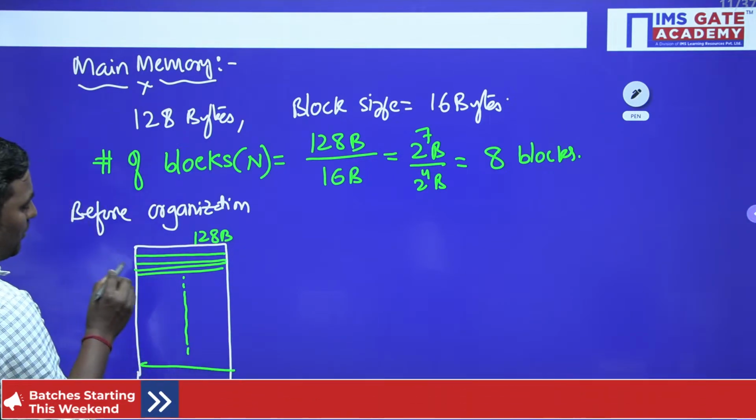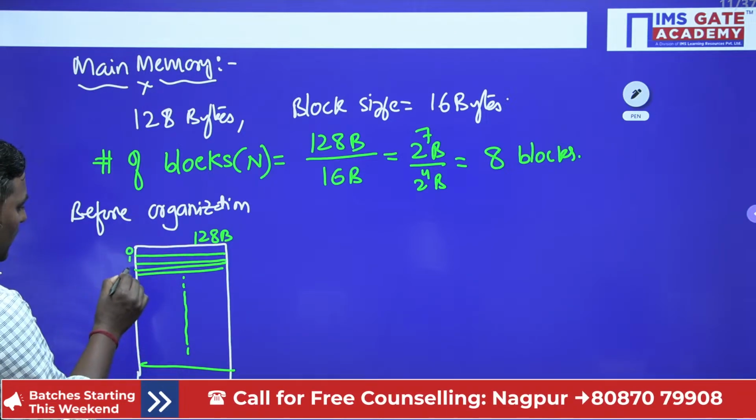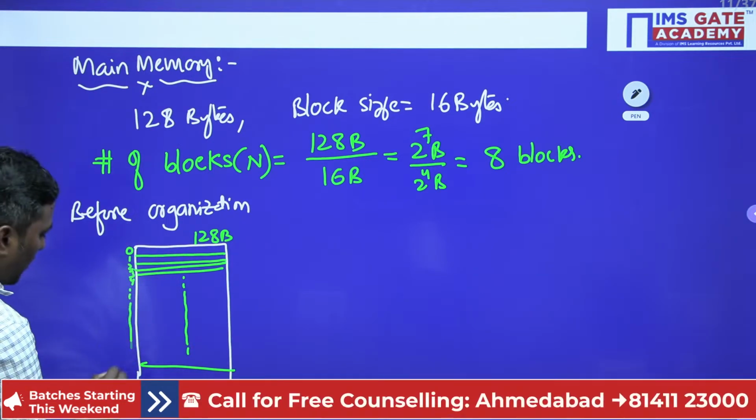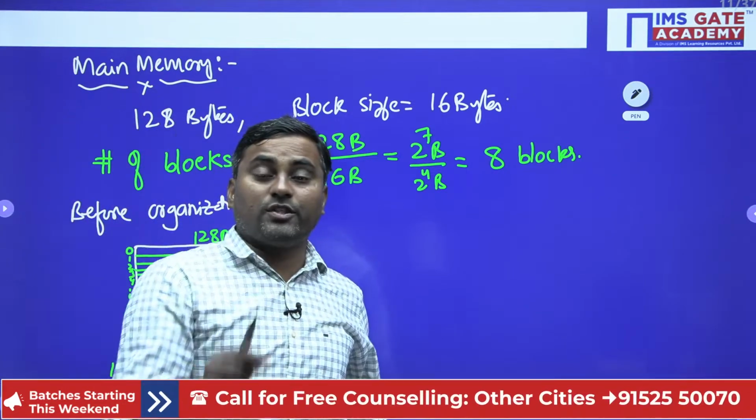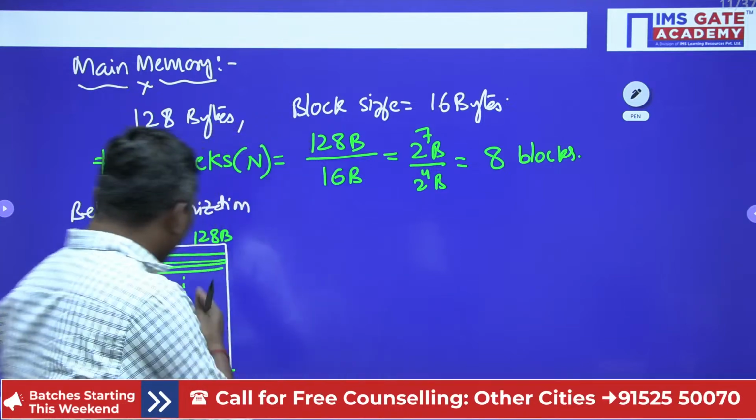Okay. How many bytes are there? 0, 1, 2, 3, 4. So 127 bytes are there. I hope you understand. We know the internal structure also shown, like this is 128 by 8.